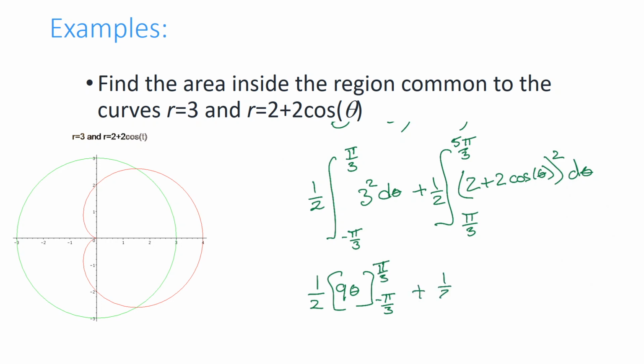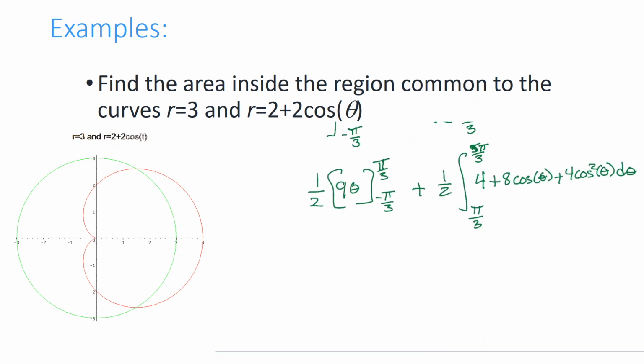Plus 1/2, and here we're going to have to use 5 pi over 3. We're going to have to square this: 4 plus 8 cosine of theta plus 4 cosine squared theta. And we're going to have to use the power reducing formula. Let me just do this quickly. This 9 times theta, I believe when I get done, you can do this as well on your calculator or whatever. I believe that just simplifies to 3 pi.